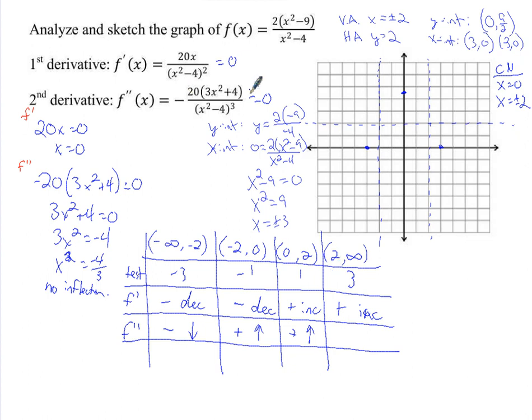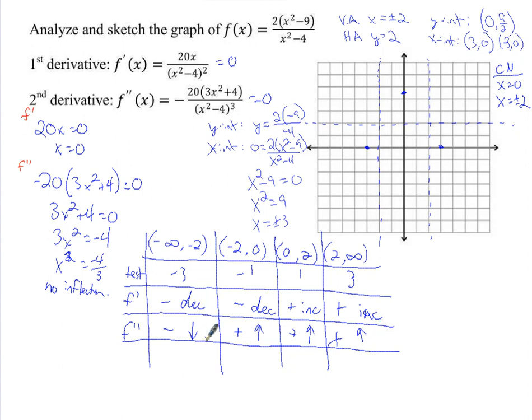Numerator still negative. 3 squared is 9. 9 minus 4 is 5, which is positive. Cubed is positive, so we're still positive. And that means we're concave up. So we have everything that we need. We just need to talk about now what each of these means.